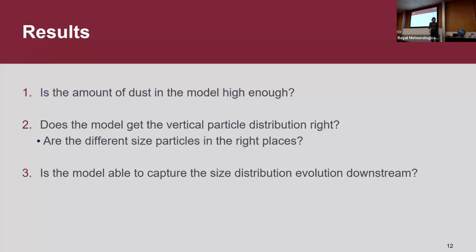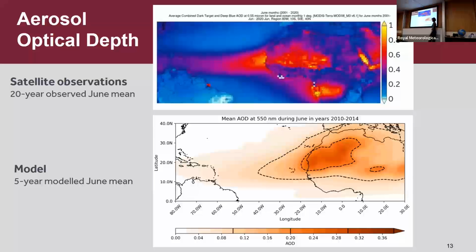So the first thing that we looked at was the aerosol optical depth. At the top here is satellite observations, a 20-year June mean. And at the bottom, I've got the 5-year modeled mean, which I showed you on the previous slide. I think spatially, it's not doing too bad of a job. In terms of the actual numbers, the model is maybe only getting up to 0.3 in terms of AOD in the middle of the Sahara, whereas the observations are going much higher, to maybe 0.6 or 0.8.